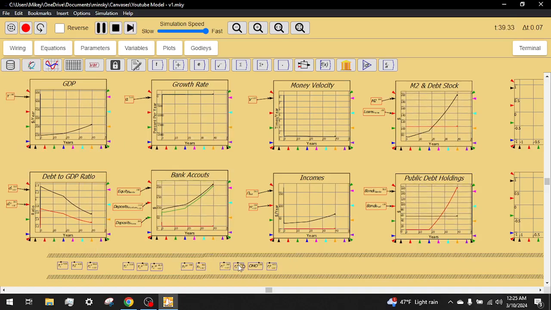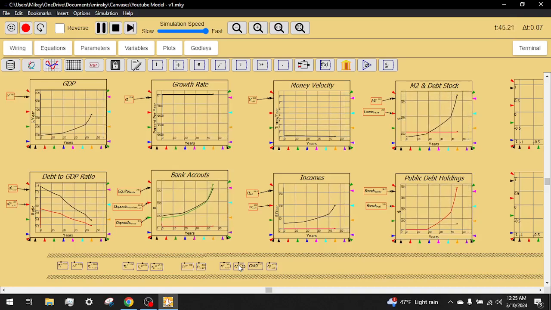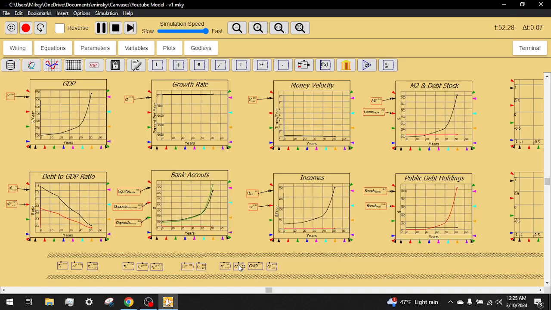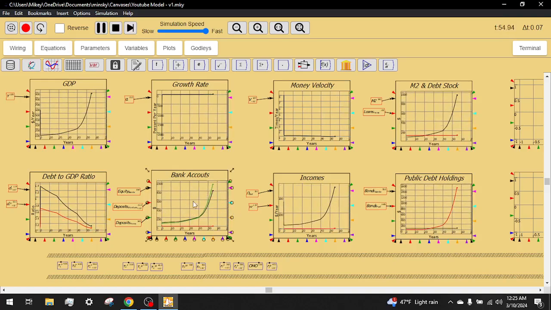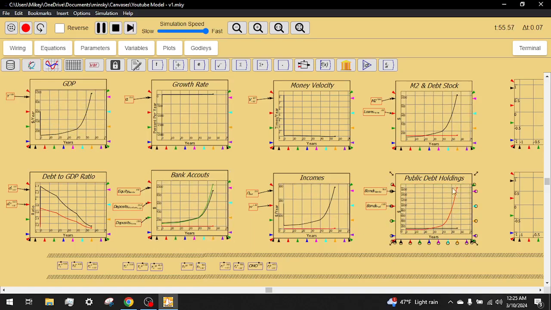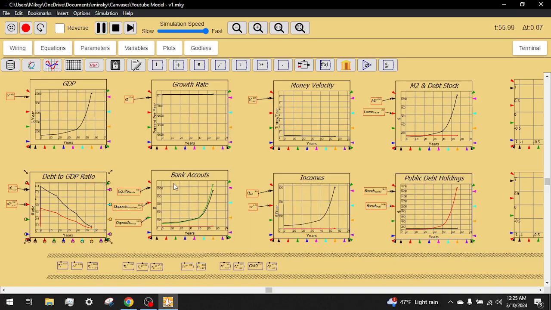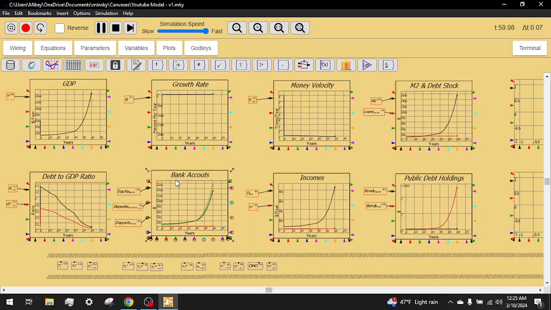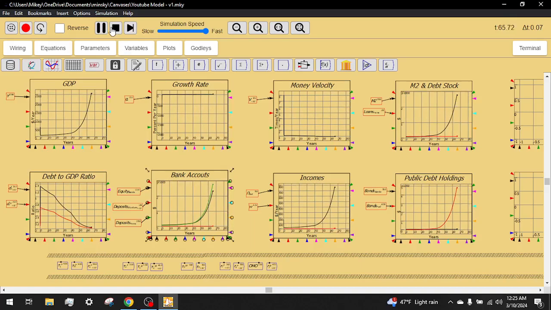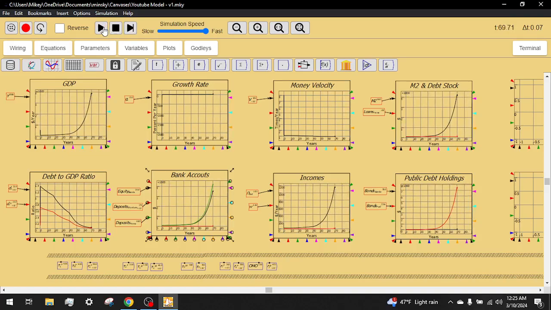In fact, I can increase this deficit to where GDP really takes off, money supply really takes off, incomes really take off, bank accounts take off. But the public debt holding is only exploding on the Fed's balance sheet, but who cares? The debt to GDP ratio is still falling. So I think this is a really useful way to wrap your head around the impact that monetary policy has on the overall economy and contrast that with the impact that fiscal policy has on the economy.